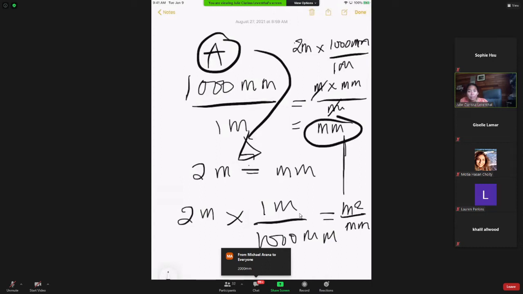Are you following? Yes. That is dimensional analysis. So that is what you think about when you're converting from one unit to the new unit. Think of the units as numbers. If they don't cancel out, then you're using the wrong conversion factor.